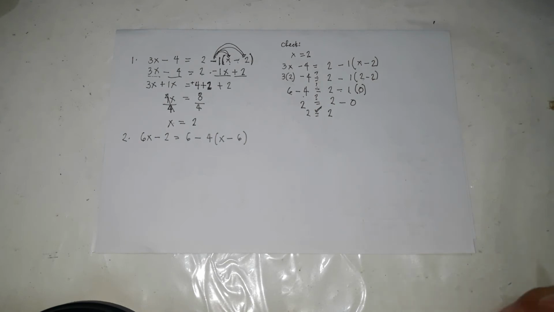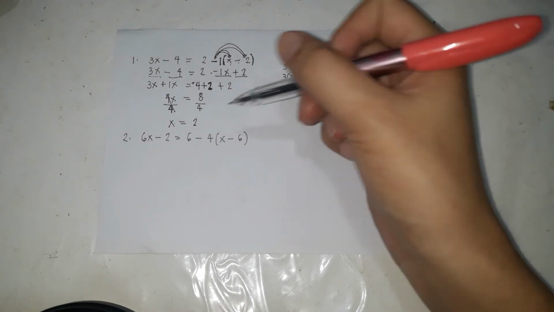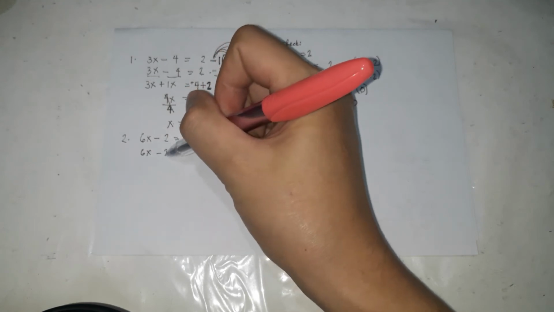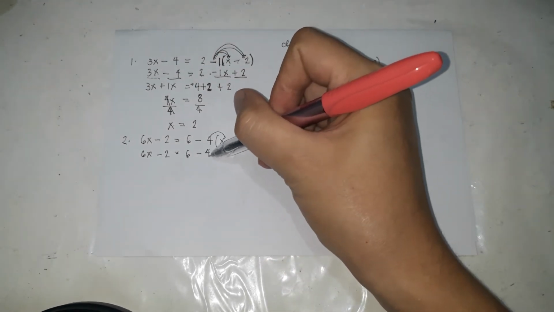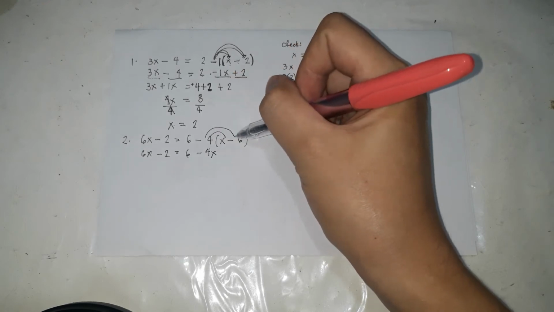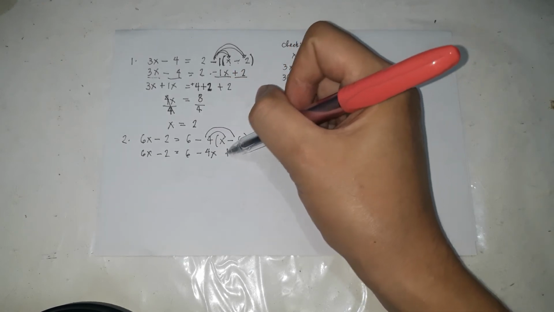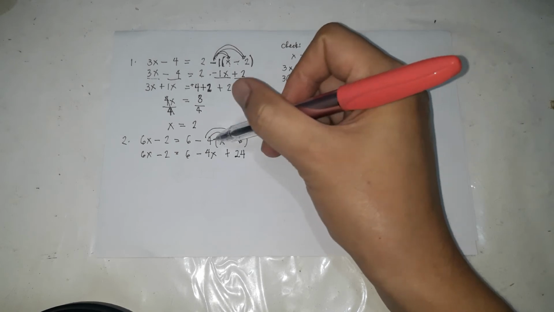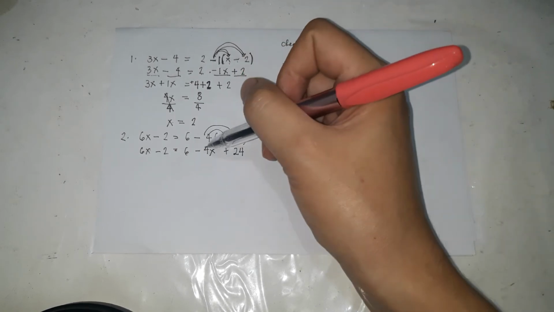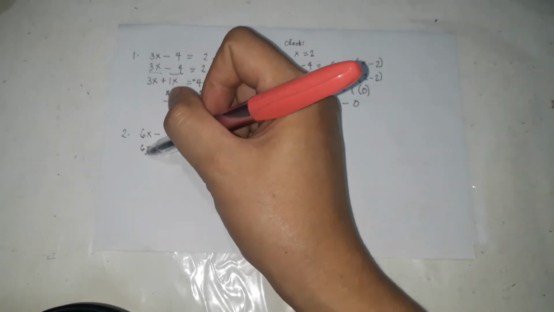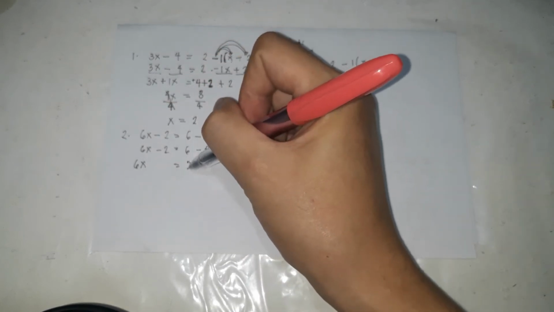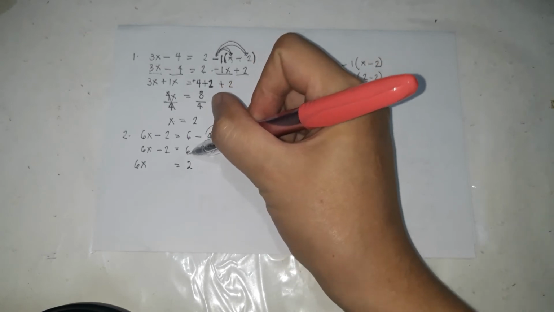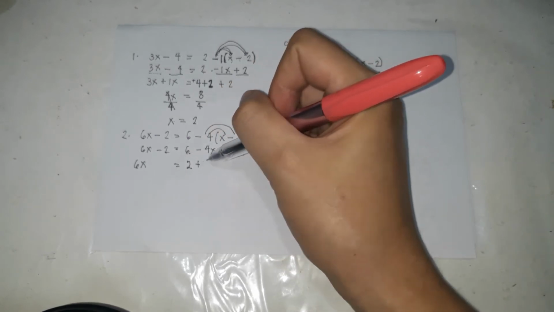So let's proceed with number 2. Number 2, the same process. We'll start with the parentheses. 6 minus distribute, that's negative 4x. Distribute, magiging negative times negative, positive 24. 4 times 6 is 24. Next, lahat ng x, may x, so dito siya. Walang x, ilipat mo si 2, magiging positive 2. Wala siyang x, so mananatili siya.